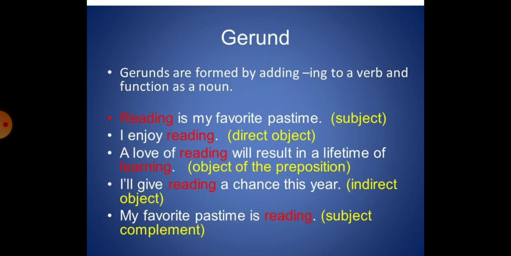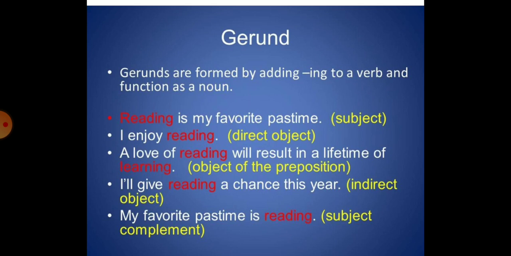Here it is the subject complement. See, the same word reading came in different places and it works as a different part of the sentence. In the first sentence it is the subject, in the second sentence it is the direct object. So in this way we form the gerund by adding ing.